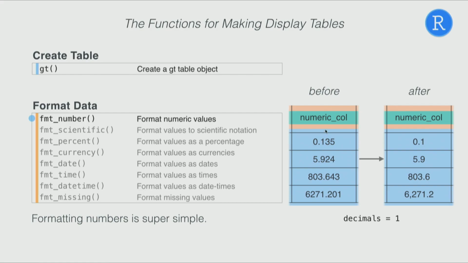Here's a before and after shot of the data. We have this column right here. It's got some data to 3 decimal places. And we can use fmt_number, just put in the argument decimals equals 1. And yes, we have it to 1 decimal place, and it even throws in a comma for you, which you can disable as well.